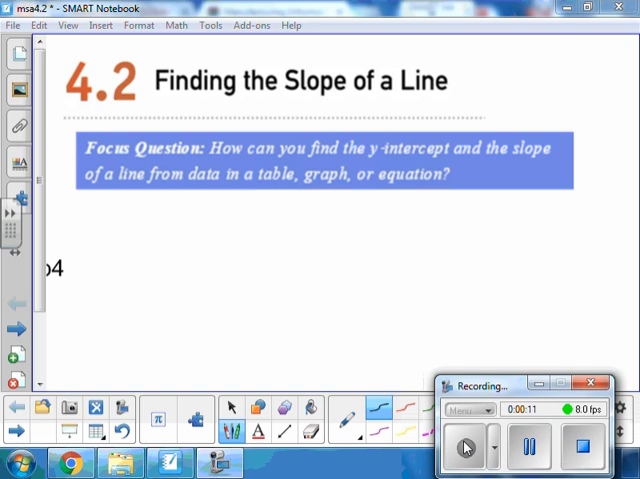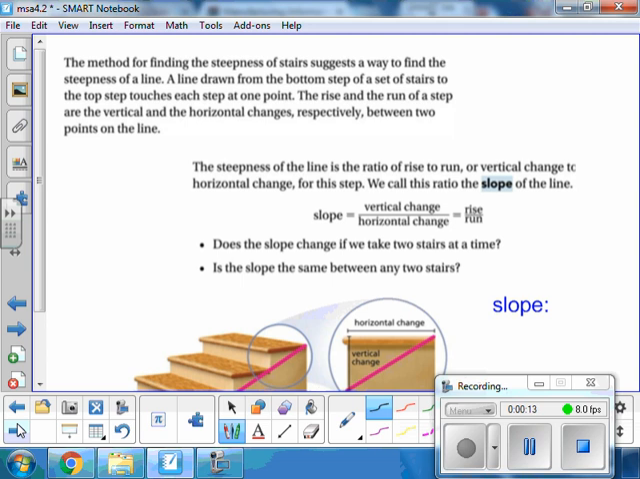Finding the slope of a line. Let's find the slope of the line. The slope, or the steepness of a line, is how we talk about a relationship between two variables. It shows up as a ratio, which looks like a fraction, but the ratio is rise to run. When we talk about rise to run, we're talking about how it changes vertically to how it changes horizontally.